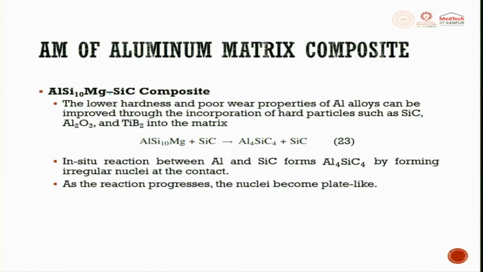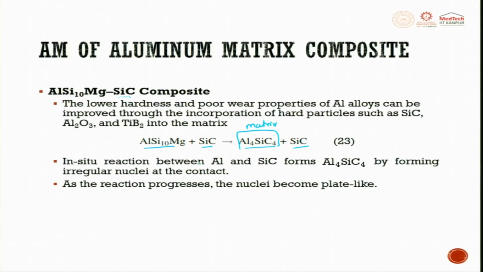AlSi10Mg with SiC composite. The low hardness and poor wear properties of aluminum alloy can be improved through the incorporation of hard particles such as Si3N4, SiC, Al2O3 and TiB2 into the matrix. AlSi10Mg plus SiC forms Al4SiC4 plus SiC. So this becomes the matrix and this becomes the SiC reinforcement.